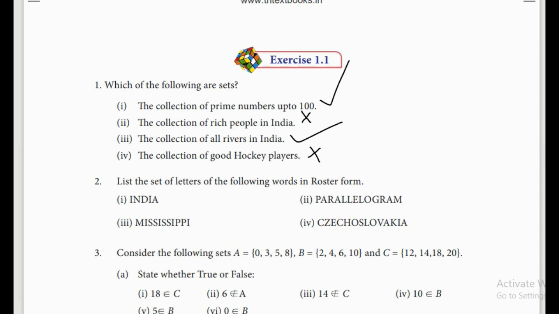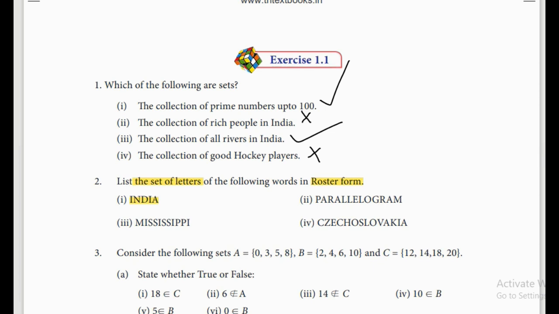Next one, the set of all letters of the following word in roster form. So you know about roster form. Can you do that? India. First one is India. How can you write? You can denote the set with any English alphabet.